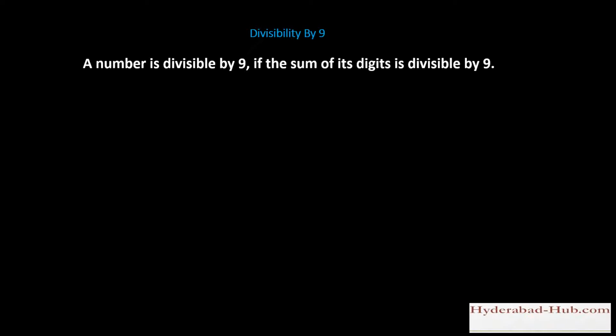Divisibility by 9. A number is divisible by 9 if the sum of its digits is divisible by 9. It is similar to the divisibility rule for 3. The number 765 is divisible by 9 because the sum of the digits 7 plus 6 plus 5 is 18, which is divisible by 9.